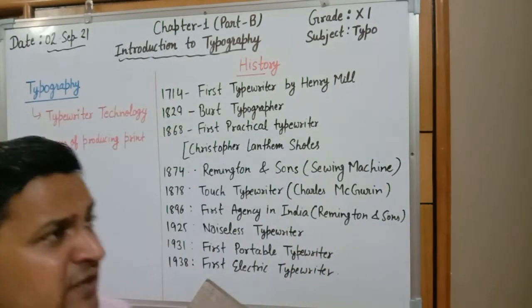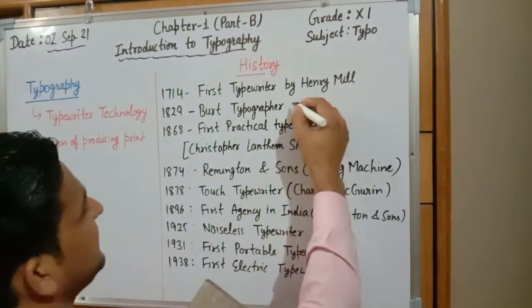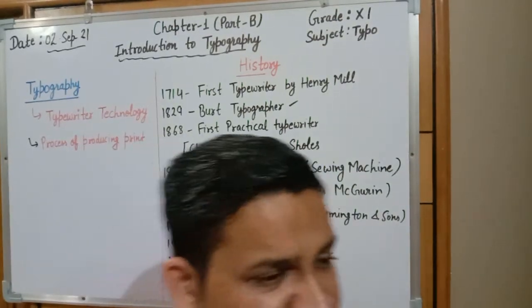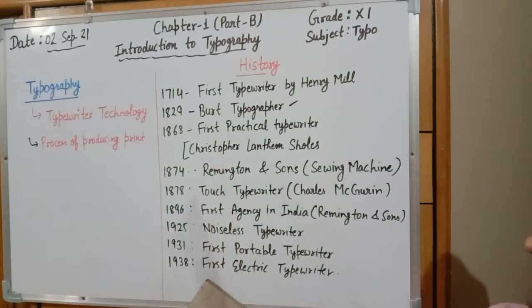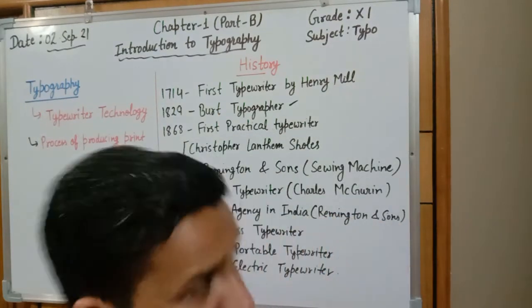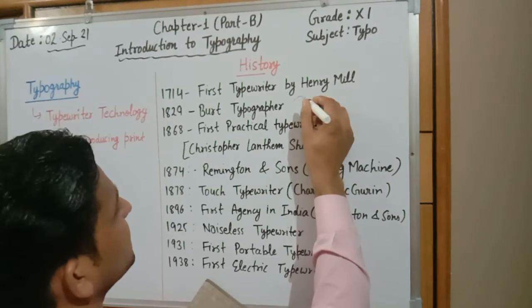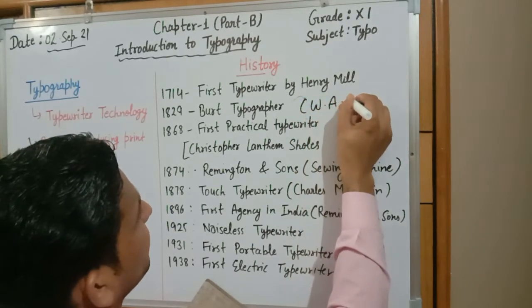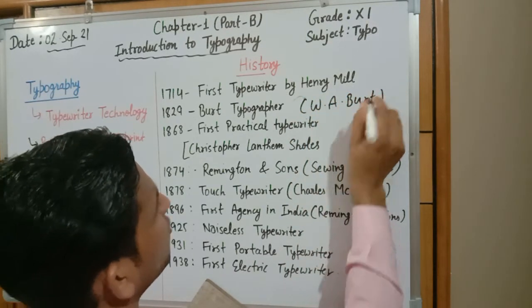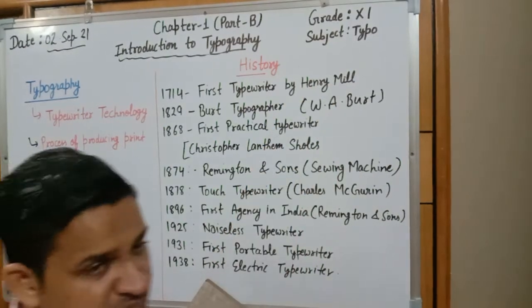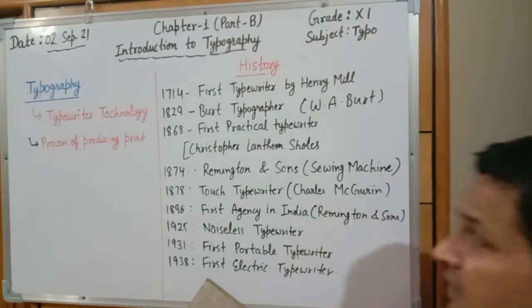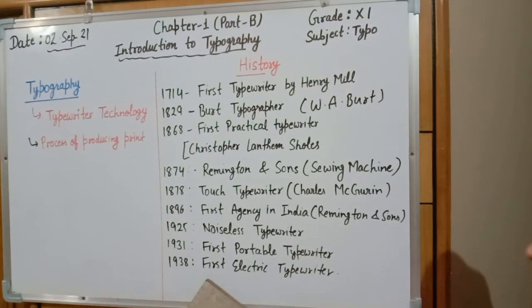Afterward, the year 1829 came. In that year, the development of typewriter technology started increasing, and the owner of the Bird Typographer was W.A. Bird. The person W.A. Bird developed the new typewriter technology that was known as Bird Typographer, but it was damaged in a fire and the model was fully spoiled.